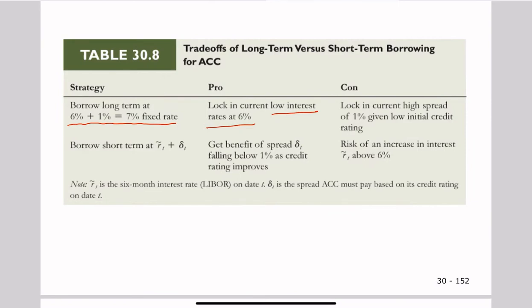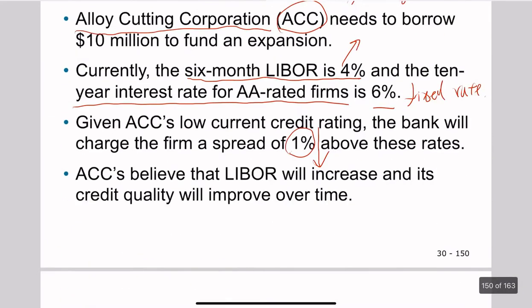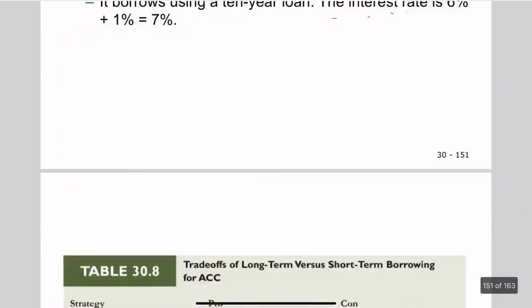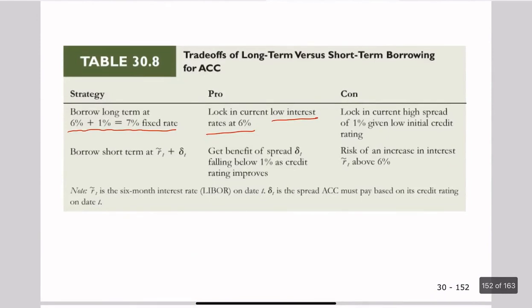So why do we say this? Well, because previously we mentioned the firm believes in the future, LIBOR, the market interest rate, will increase, right? It basically means now if the firm can lock in the 6% rate, then it is beneficial. But what is the downside? Well, the downside is the firm is paying 7% fixed rate, which means the firm is paying us 1% credit spread because of its bad credit rating.